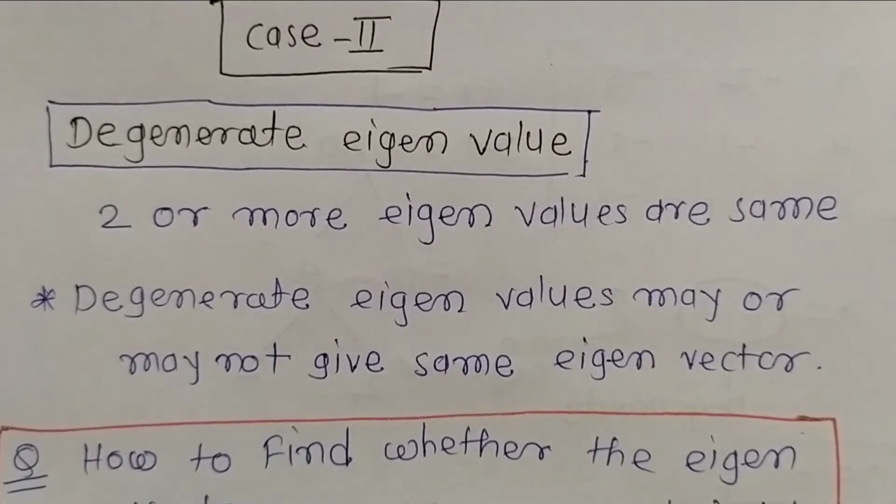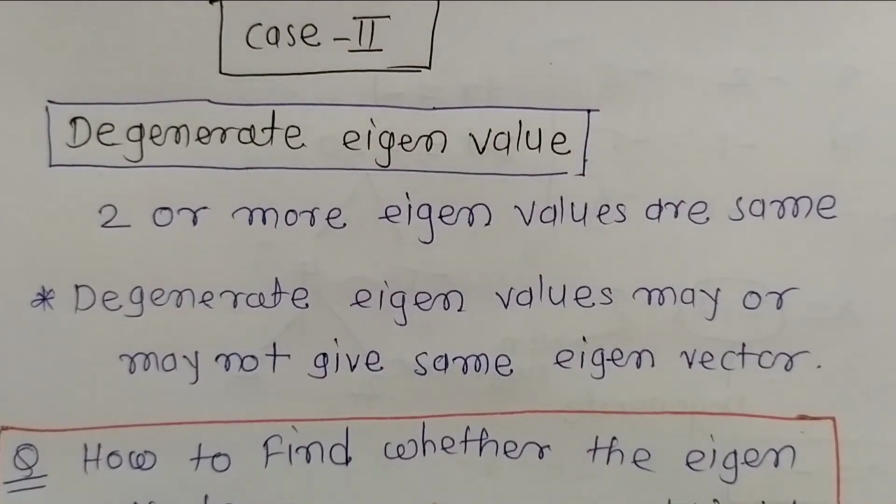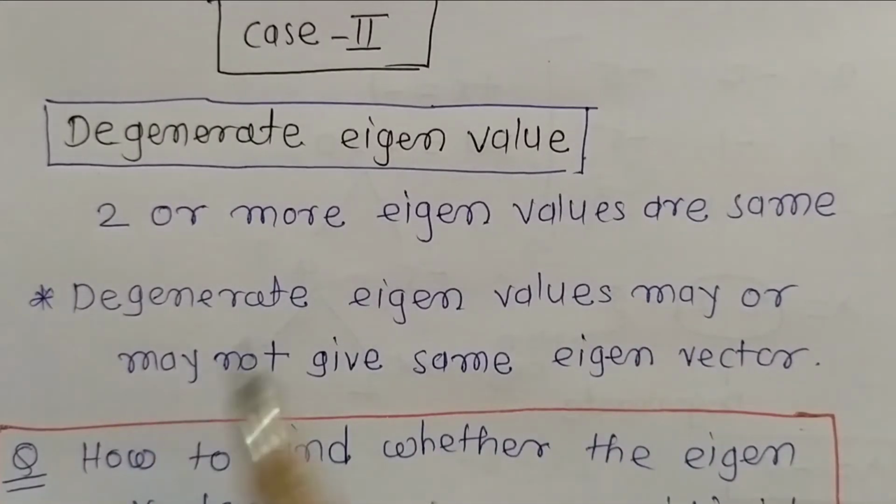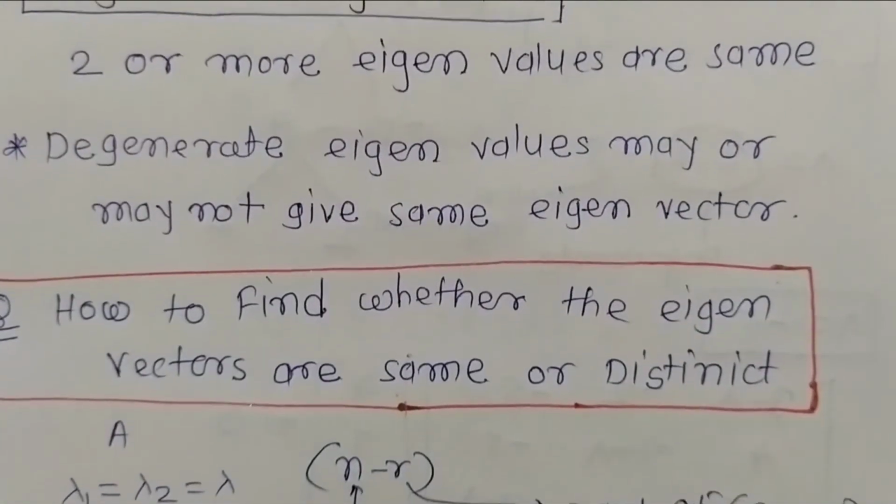Case second, degenerate eigenvalues. When the eigenvalues are degenerate, how do we find the eigenvectors? When two or more eigenvalues are the same, we call them degenerate eigenvalues. They may or may not give the same eigenvector. Suppose both eigenvalues are the same; either the eigenvector is the same or not the same. So how do we find whether the eigenvectors are the same or distinct?